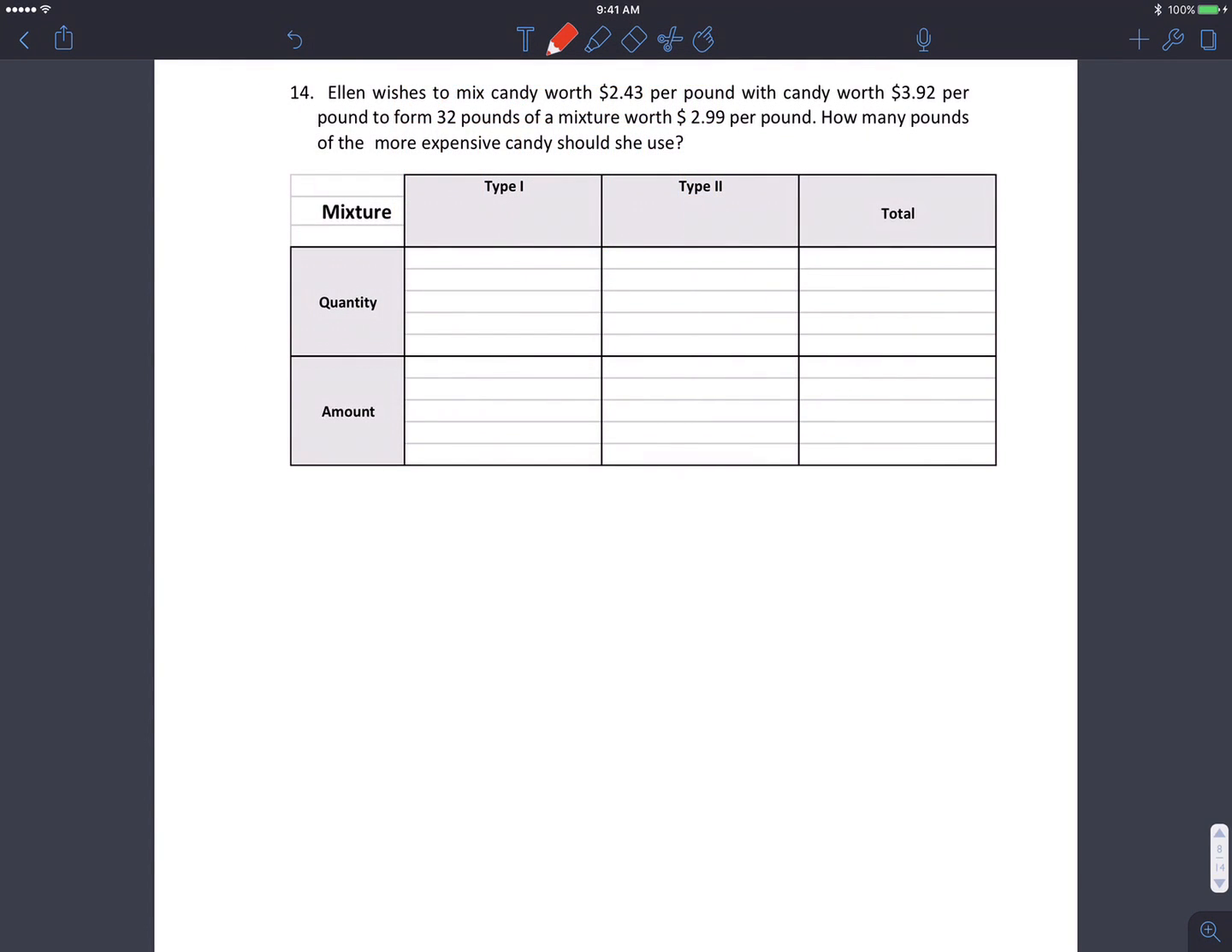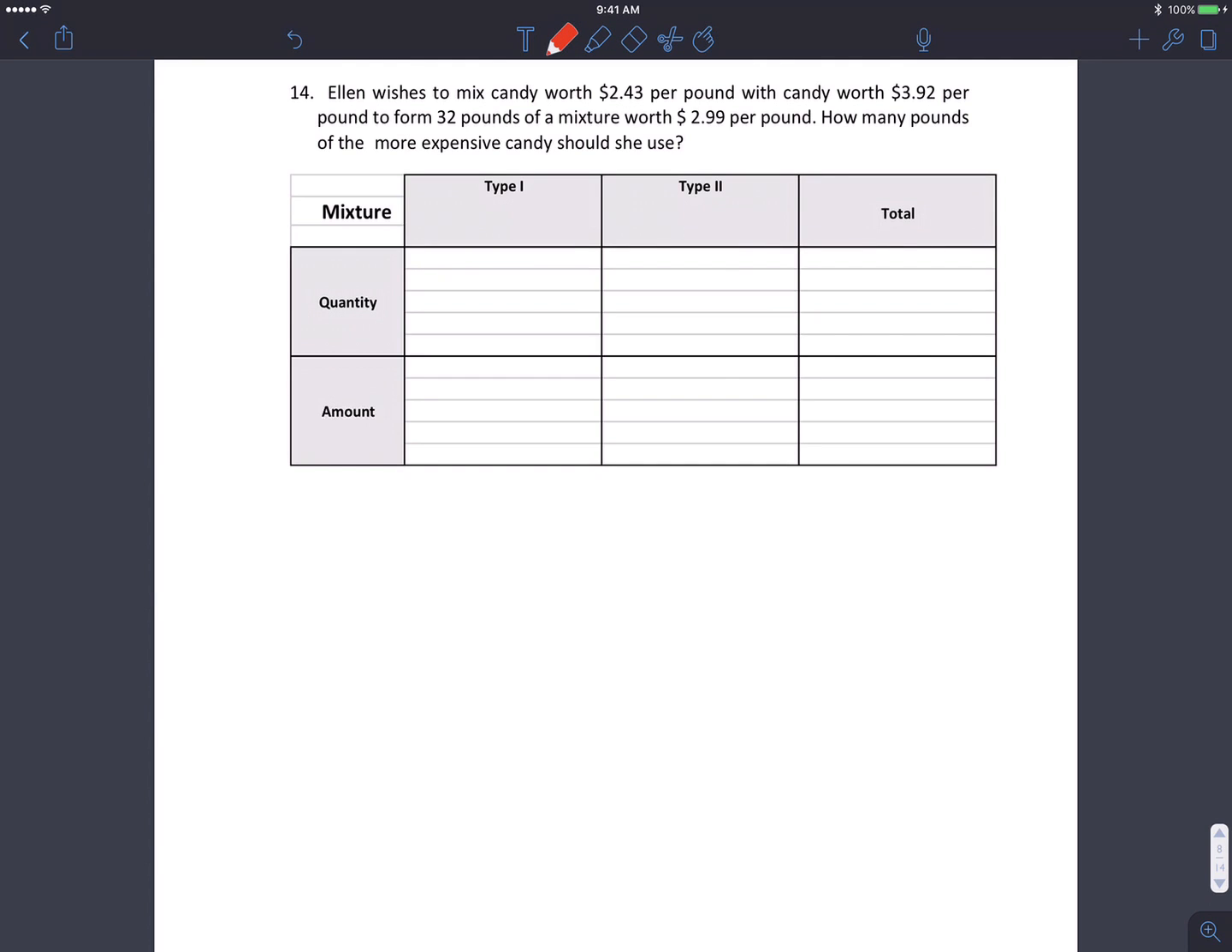Alan wishes to mix candy worth $2.43 per pound. Now, that's what she wants to end up with. Remember, this is the dollar version. So I'm going to keep track of that as $2.43 per pound here. Sorry, we made a mistake. Let's go back. Got to be careful.